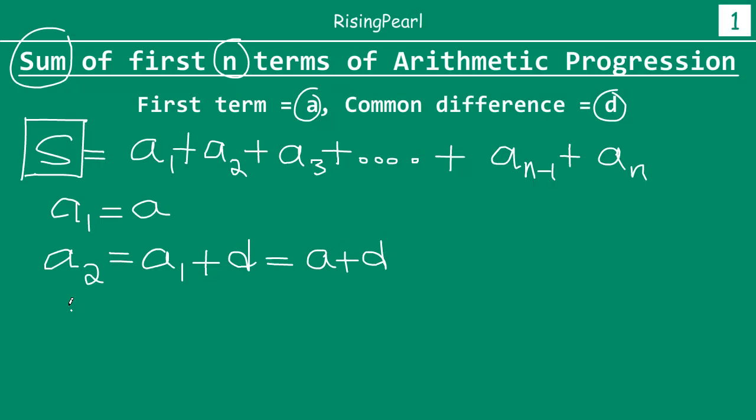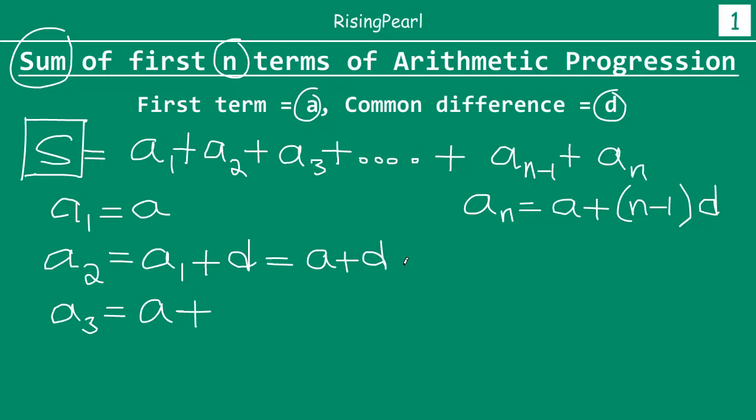Another way to do that is, what about a3? If we use the formula that the nth term is represented as a plus (n minus 1) times d, then if you put n equal to 3, we will get the third term. For the third term, n will be 3. So we put 3 in place of n: a plus (3 minus 1) times d, which is a plus 2 times d. Similarly, the nth term will be represented by this.